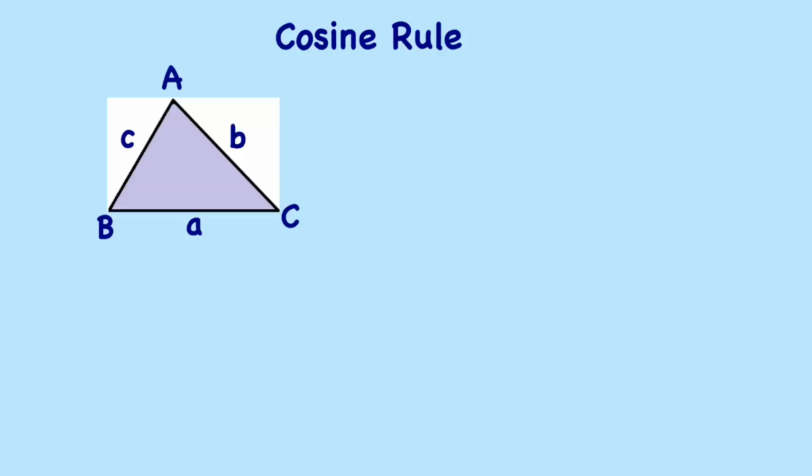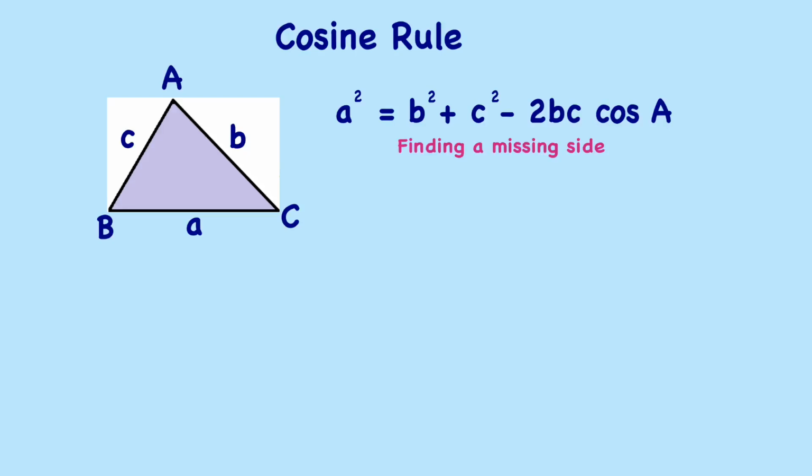So if we have a triangle, the formula for the cosine rule is a squared equals b squared plus c squared minus 2bc cos A. In this format, it is used to find an unknown side. However, you can rearrange it as follows.